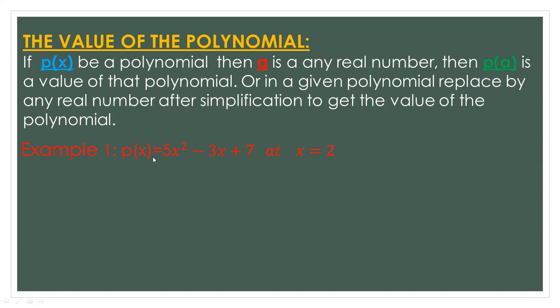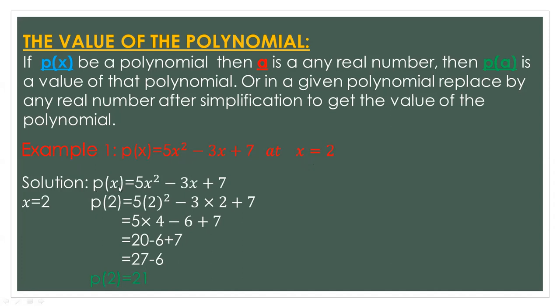First example, p of x is equal to 5x square minus 3x plus 7 at x is equal to 2. It means replace x by 2. Its solution is p of x is equal to 5x square minus 3x plus 7. Students, just replace x by 2. Then your polynomial becomes p of 2 is equal to 5 into 2 whole square minus 3 into 2 plus 7. After simplification, 5 into 4 minus 6 plus 7. It means 2 square becomes 4 and 3 into 2 becomes 6.